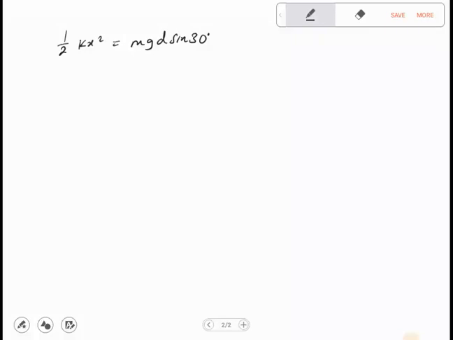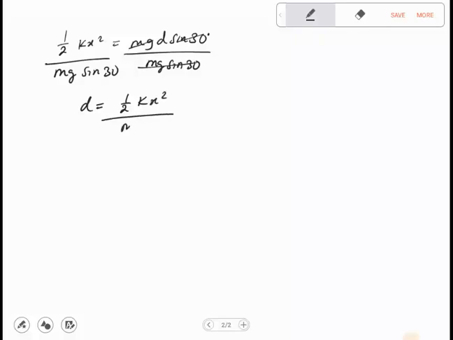So we can make d the subject of the formula. And how can we do that? We can divide all the way by mg sine 30, and all the way here by mg sine 30. So we get rid of that and that as well as that. So we have d, which is equal to half kx squared, you are dividing by mg sine 30.